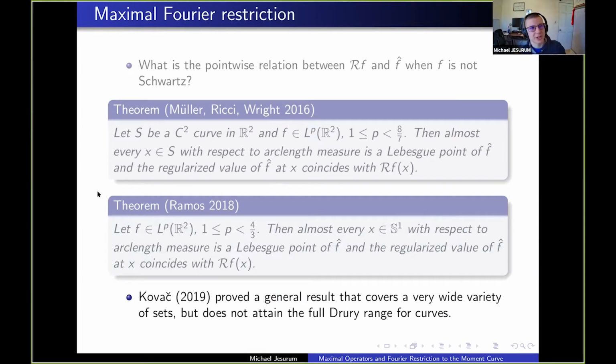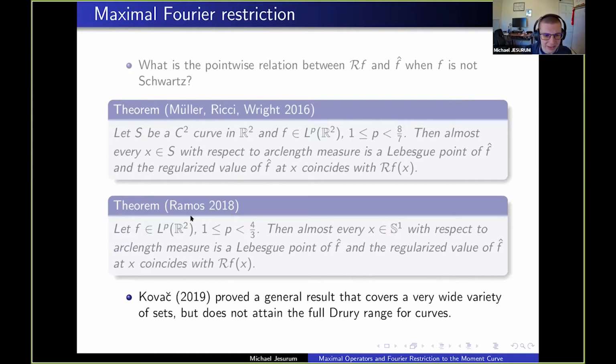There's also this more general result that I should mention. Kovač in 2019 proved this really general thing, covers all sorts of sets. Anywhere you have a Fourier restriction theorem, you can get this pointwise estimate, but it does not attain the full Drury range. And in general, I think there is some loss in p. We use some different techniques, but that is a general result that's pretty cool.